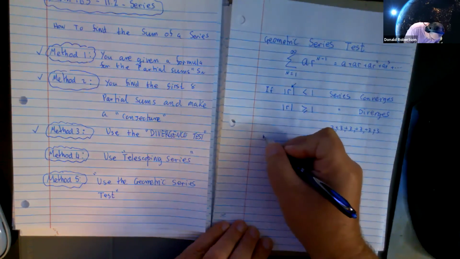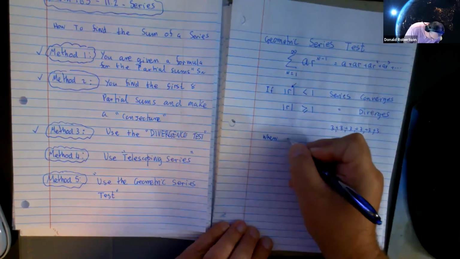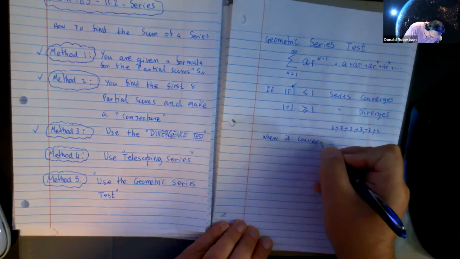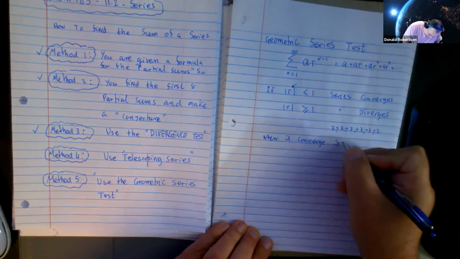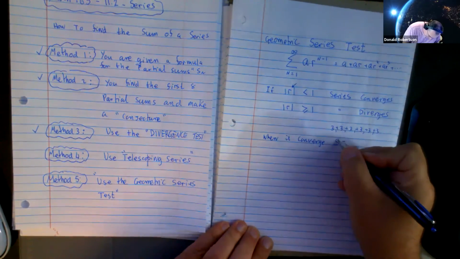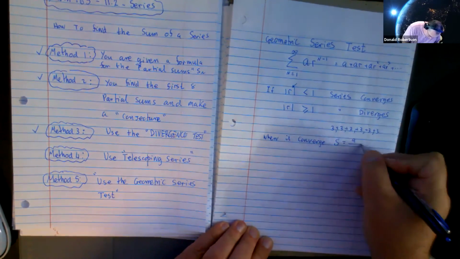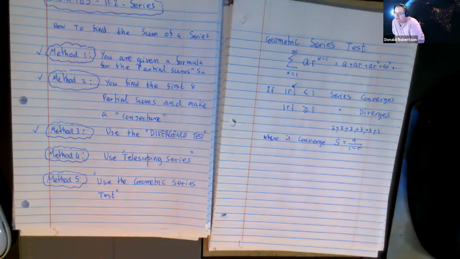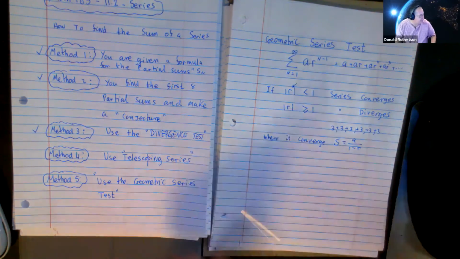When it converges, the series, we even know what the series adds up to: A over 1 take away R. Remember yesterday I proved that to you, right? So that's one of the few situations where you can actually tell what the sum's going to be.